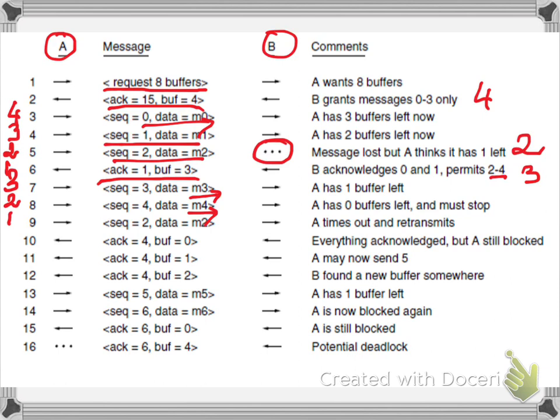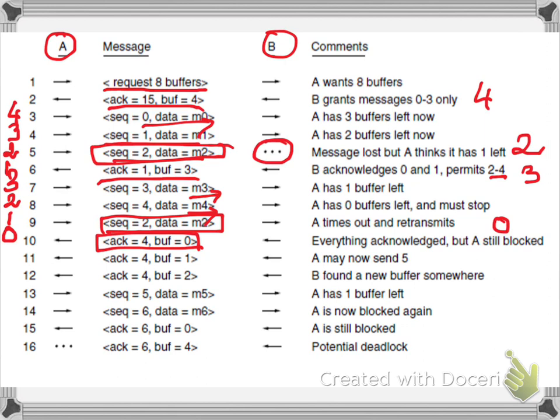So 2, 1. Then at this point, the segment 2 that got lost is retransmitted because of a timeout. So now it knows that it has got 0 slots left, no more buffer space left for A. Now everything is acknowledged. B sends an acknowledgement for 4, so 0 to 4 has been received, and buffer is 0. B has not yet processed the segments, so buffer allocation is 0.